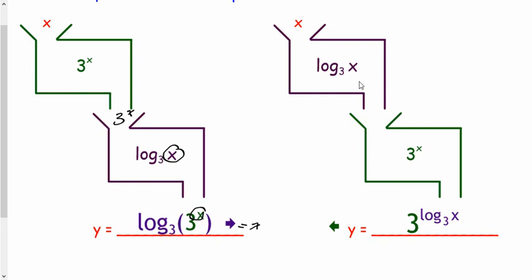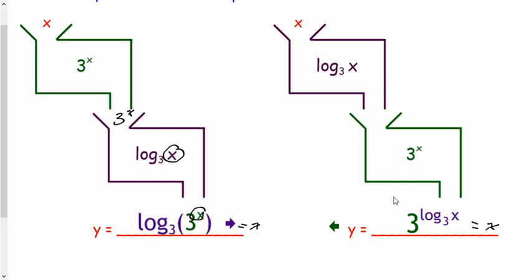So now when my x goes into the logarithm and then it gets put in the exponent of the 3, if the base of the power and the base in the logarithm that's in the exponent are the same base, this is equal to x because they are inverse functions.